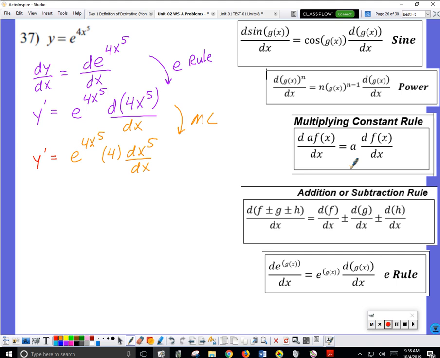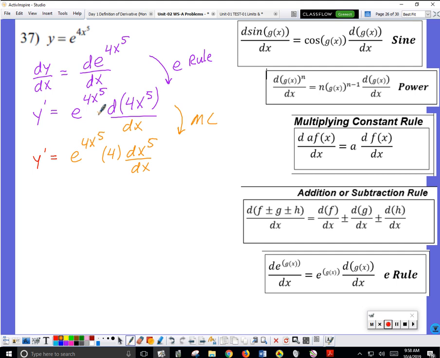I want to introduce your first shortcut. If you are comfortable with this shortcut, please feel free to use it. It will save an entire line of writing. If you're uncomfortable, just keep writing it. In a couple of days, you'll be comfortable. When we use the multiplying constant rule, not a whole lot happens. All we do is take the 4 from inside the derivative and put it outside.